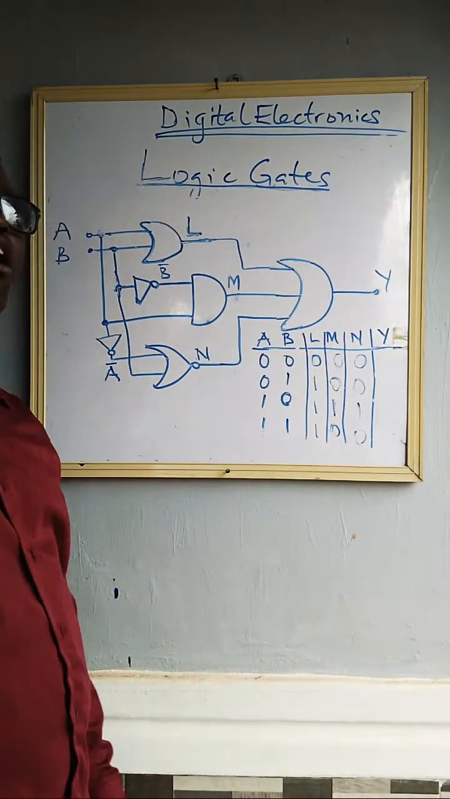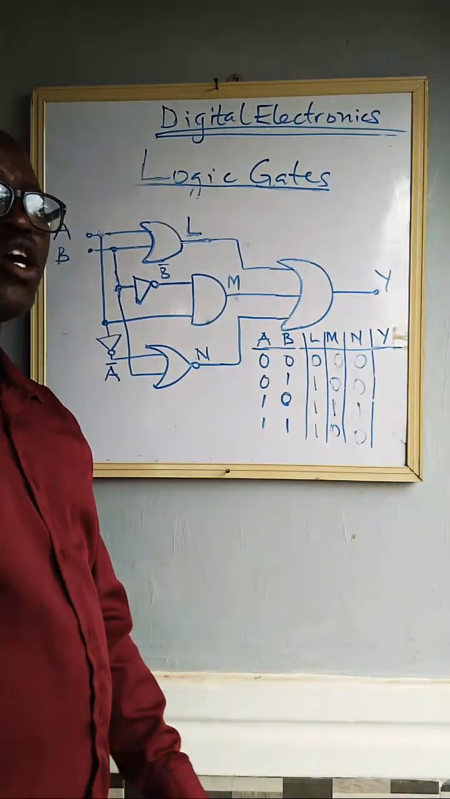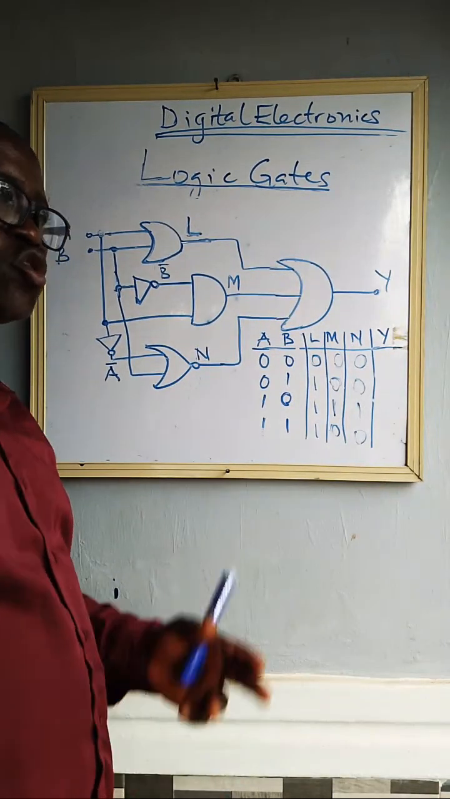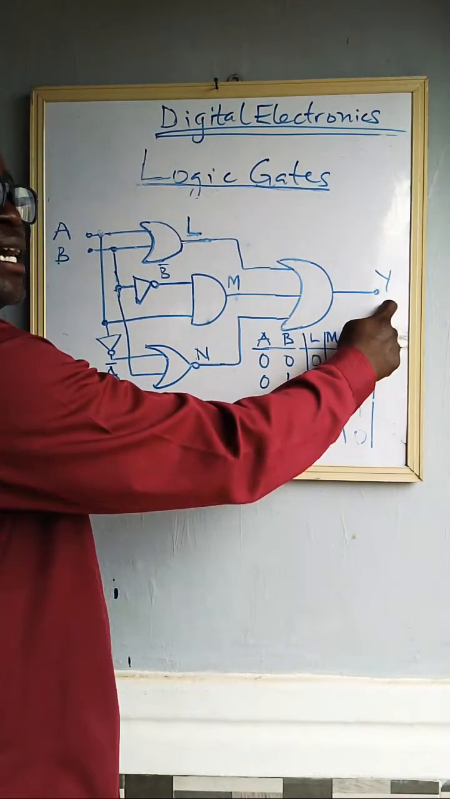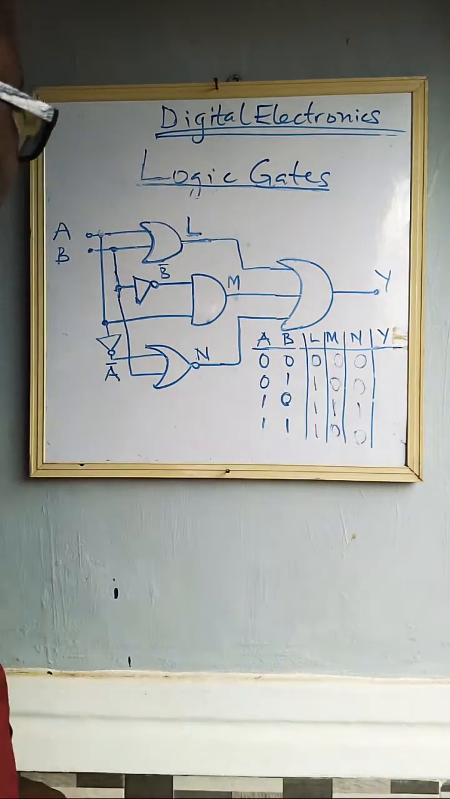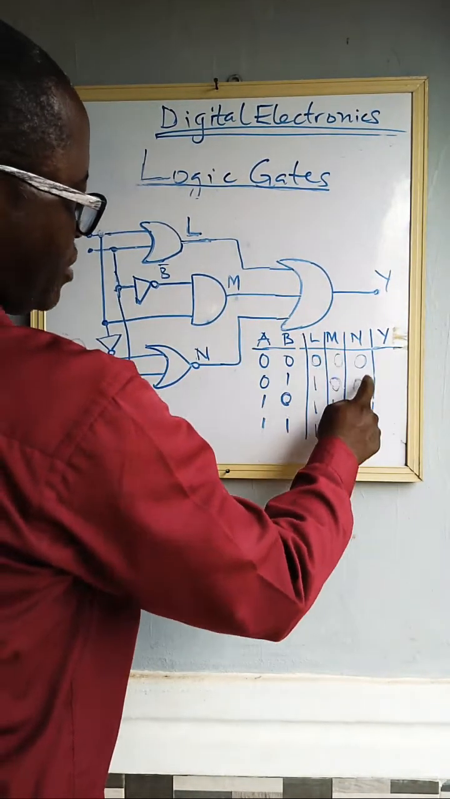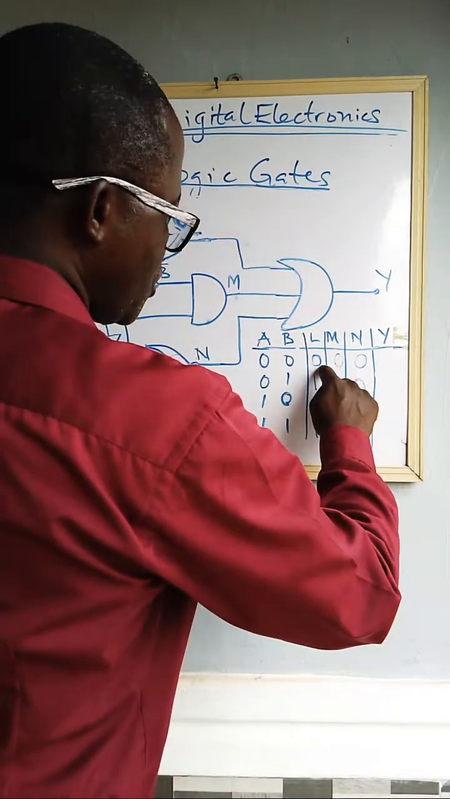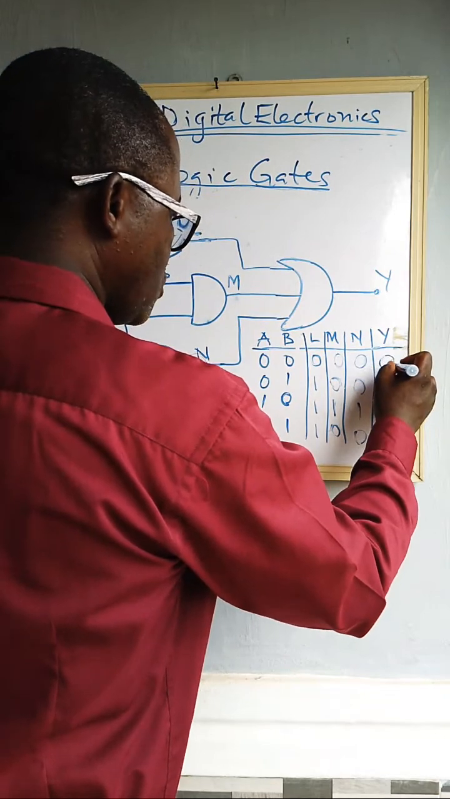But when all the inputs are low, we are getting a low at the output. So if all the inputs are high, or 2, or 1, then we are going to get a high at the output. Let's see the results now. LMN, they are here, LMN. All of them are low, 0, 0, 0. Then we are going to have a low at the output.